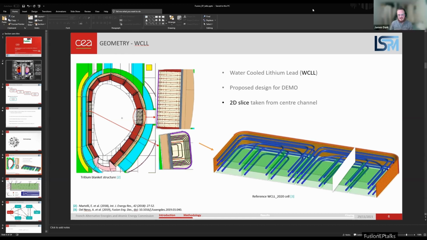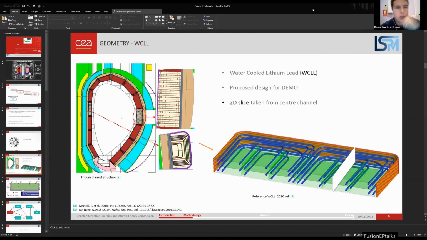I don't know if it's the leading design. I think they are leaning more towards the pebbles, just because there hasn't been much experimental work done with this yet. But yeah, I think there's four key designs, but then I think there's two that they're very interested in for DEMO in particular.